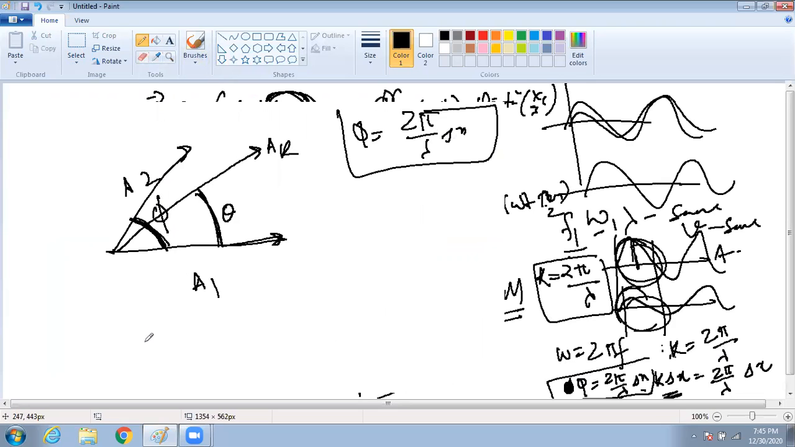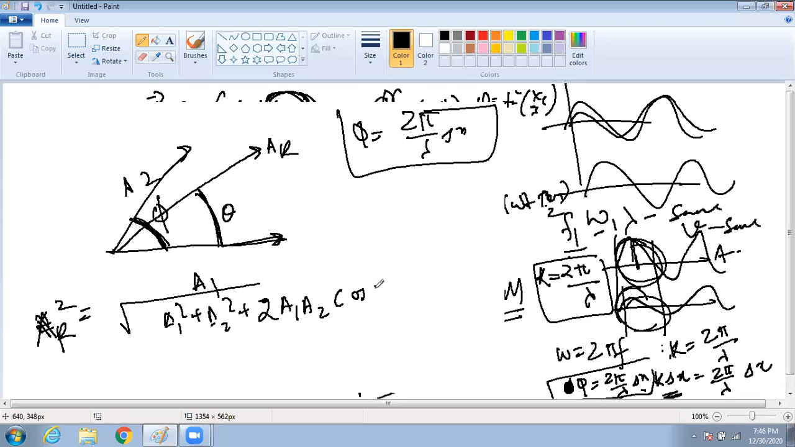So what will be our resultant formula? You remember? Same formula, any vector addition: A1 square plus A2 square plus 2 into A1 into A2 into cos phi. So this is not AR square, this is AR square, so AR will be the root over that.